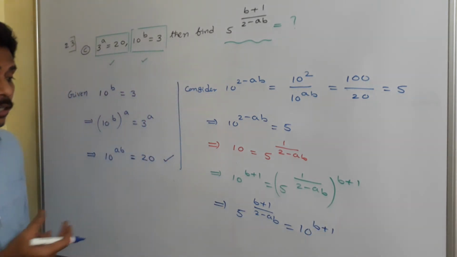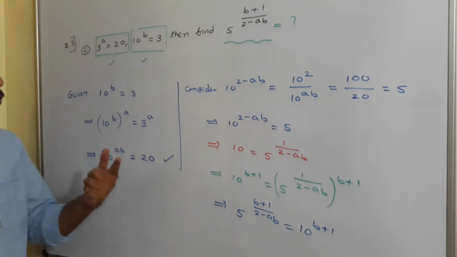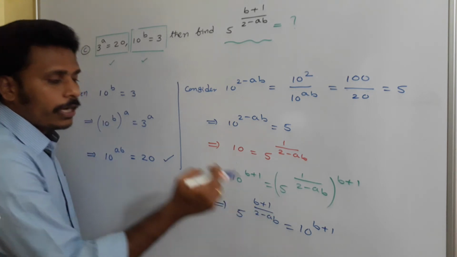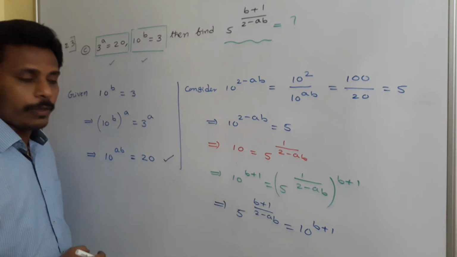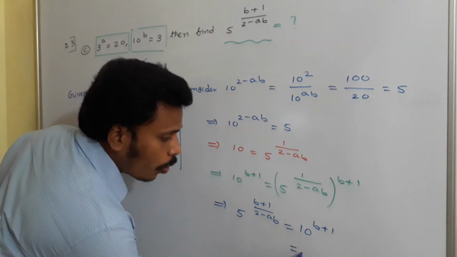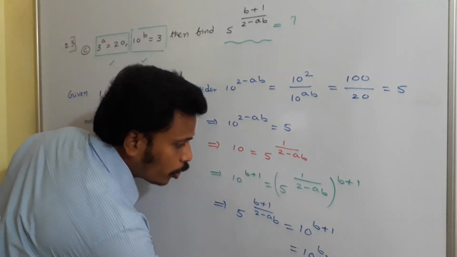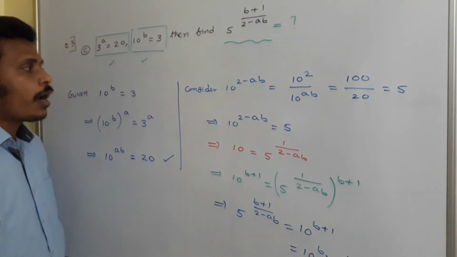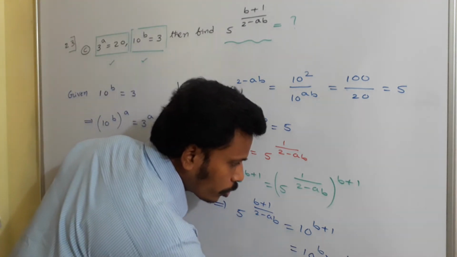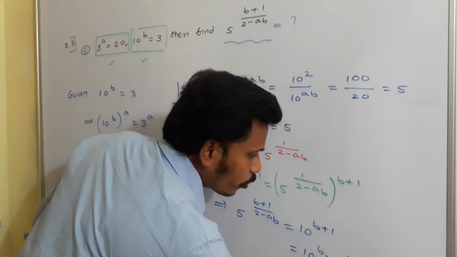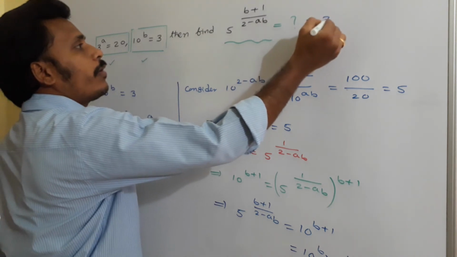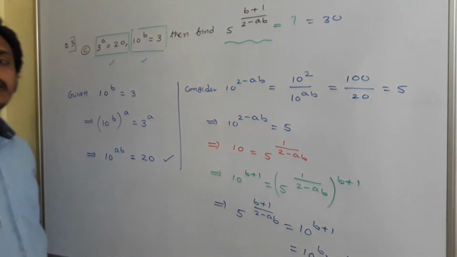See, just observe. Everything is just magical. We can't expect actually. 5 power b plus 1 by 2 minus ab is equal to 10 power b plus 1. I need this value. 10 power b plus 1 is simply nothing but what? 10 power b into 10 power 1. And that 10 power b is 3, so 3 into 10, which is equal to 30. And then the value of this 5 power b plus 1 by 2 minus ab is 30.